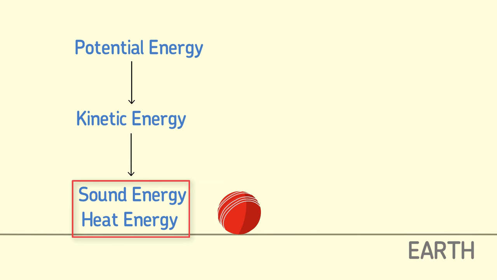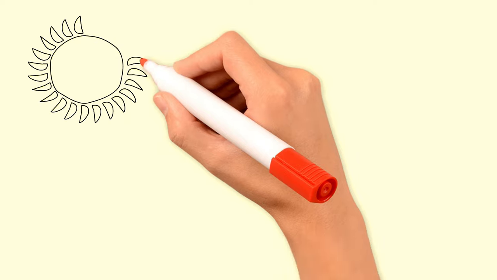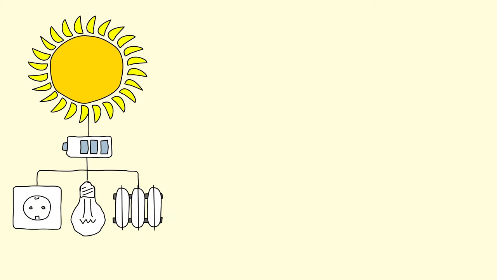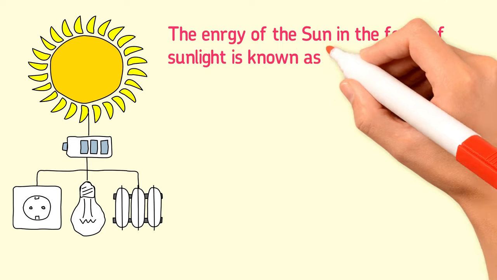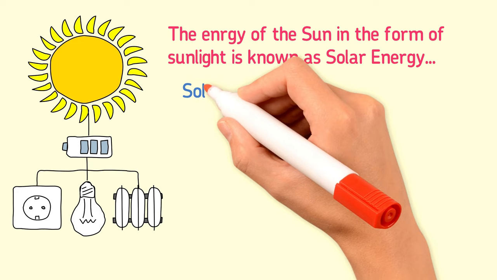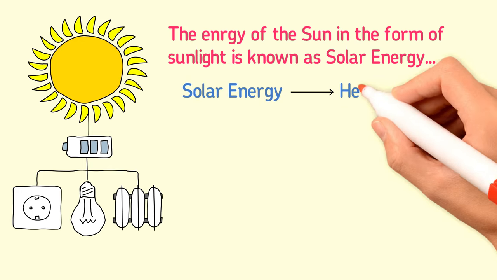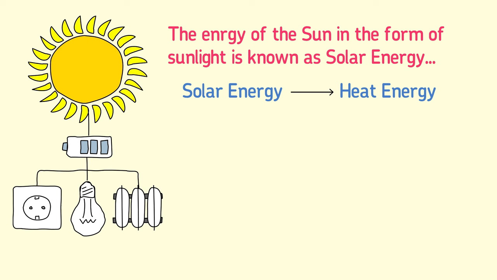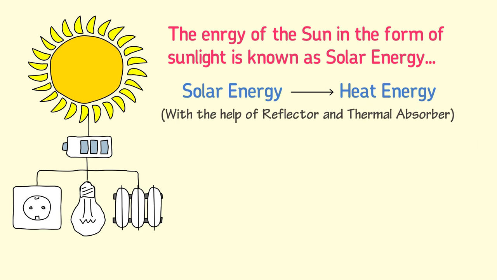The last example of energy conversion or energy transformation is the transformation of solar energy. We all know that the energy of the sun in the form of sunlight is known as solar energy. Solar energy is a cheap and powerful source of energy. We can convert solar energy into heat energy. For instance, we can convert solar energy into heat energy with the help of a reflector and thermal absorber.